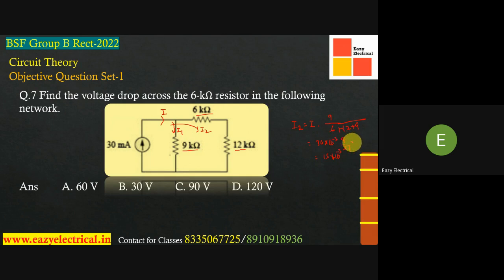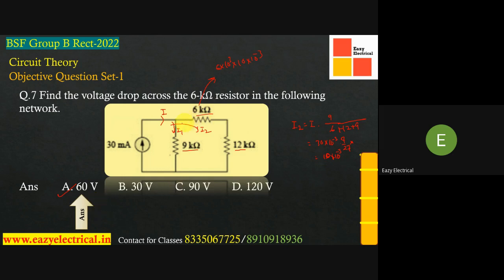So 9 by 27 means 1 by 3. 1 by 3 of 30 is coming out to be 10. So 10 milliampere is the current going through this part. So what is the voltage drop? The voltage drop here will be 6 into 10 to the power 3 multiplied by 10 into 10 to the power minus 3. So 60 will be the correct answer. So let's see what is the correct answer. Yes, 60 volts is the correct answer.